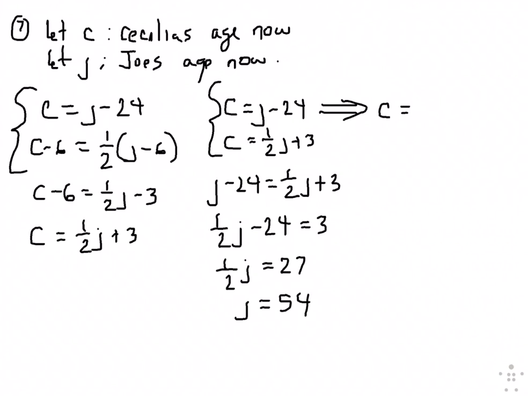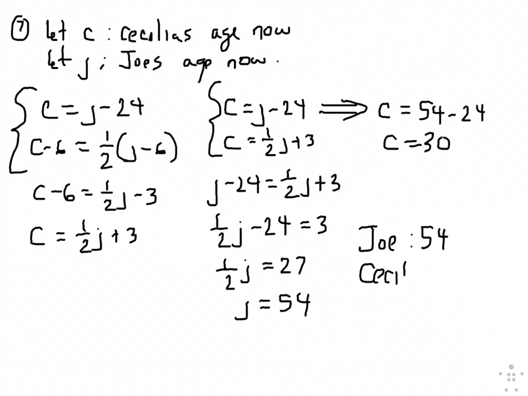And we could get C equals 54 minus 24. So C equals 30, right? So then we would write Joe is 54 years old and Cecilia is 30 years old.